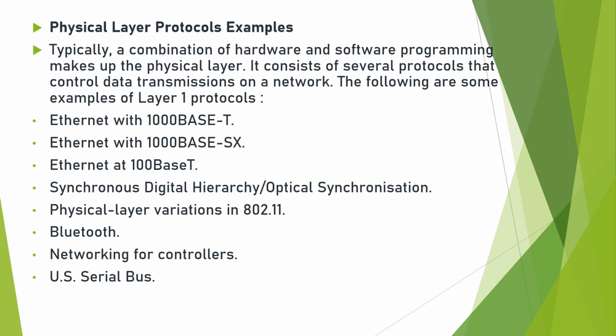Physical layer protocols. Technically, a combination of hardware and software programming makes up the physical layer. It consists of several protocols that control data transmissions on a network. The following are some examples of layer 1 protocols.